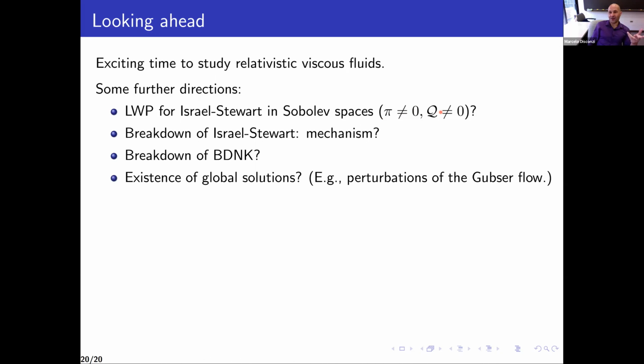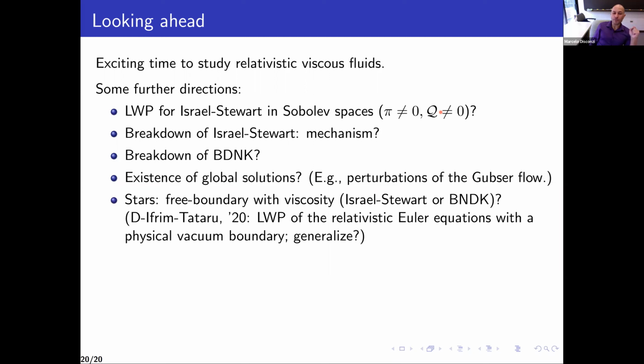On the flip side, instead of breakdown of solutions, you can ask about the existence of global solutions, okay? And here, one thing you can do is the following. There are some standard solutions that physicists like, like, say, the Gubser flow, for example. So those are solutions that do not break down. What you can try to do now is try to perturb the solution and see if you get a global result.